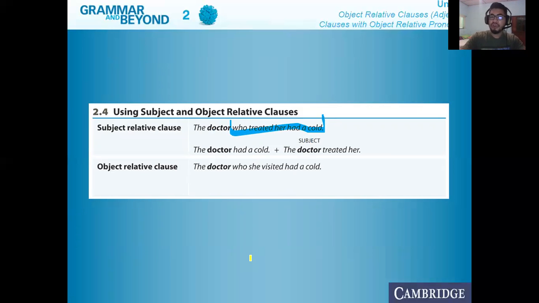Then we have the doctor who she visited had a cold. The doctor had a cold, she visited the doctor. Who she visited. Notice over here, who she visited, you have an object relative clause introduced by who, and after that you have its own subject and verb. And in the other case, we have the subject and the verb. We don't have anything else introduced in the clause.